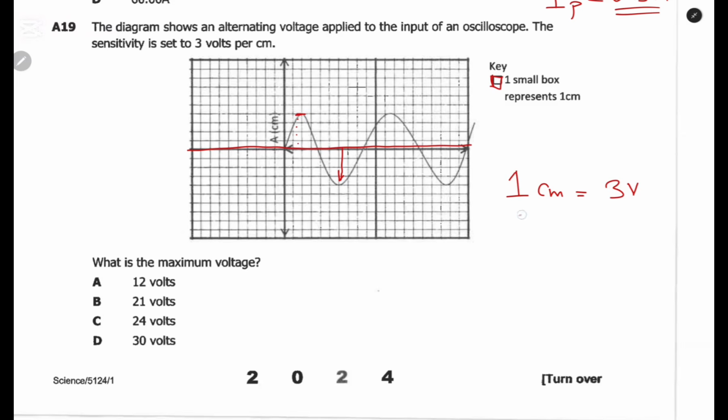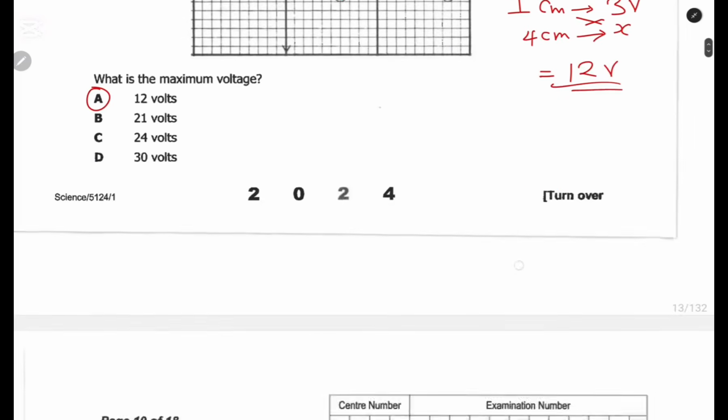So which means, what about 4 centimeters? What would be the voltage? Okay, so we put X. 1 centimeter is equal to 3 volts. What about 4 centimeters, equal to X? We cross multiply. So you're going to have 3 multiplied by 4 is equal to X, which gives 12 volts. So the maximum voltage is 12 volts. That is how you work out this one.